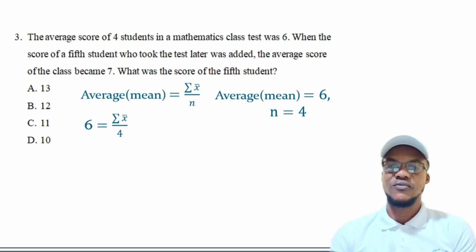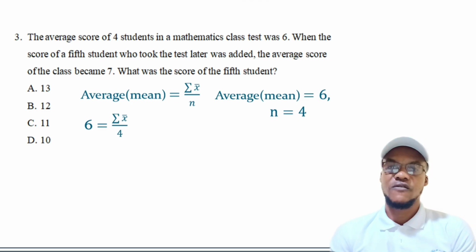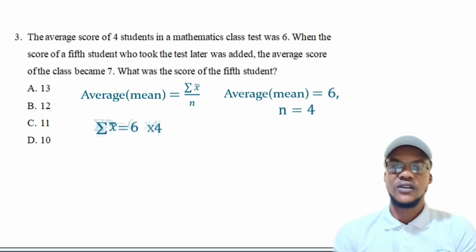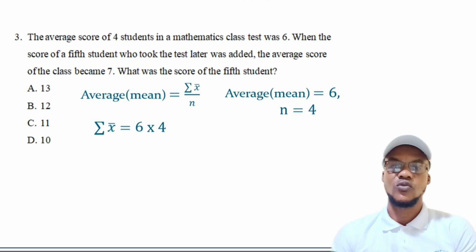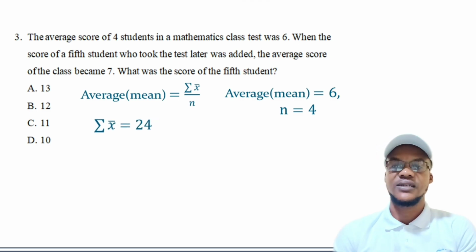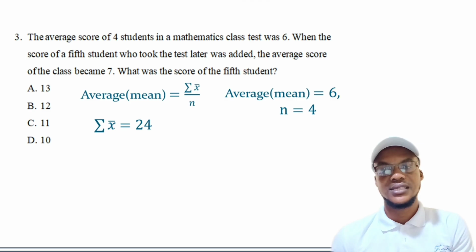Okay, so if that's the case, then we can just substitute the values and then find the summation of their scores. What will be the summation of their scores? We know that we are multiplying 6 by 4, and that gives us 24. So it means that for these four students, if we add all their scores together, we are going to get 24. And if we divide it by their total number, which is 4, we get the average, which is 6.